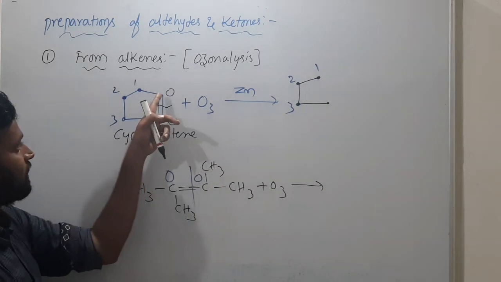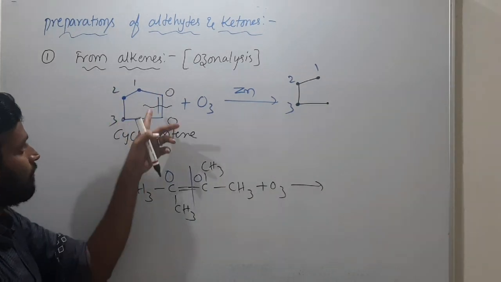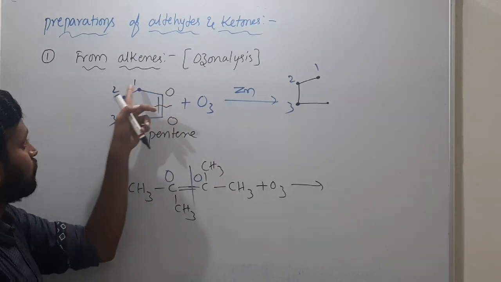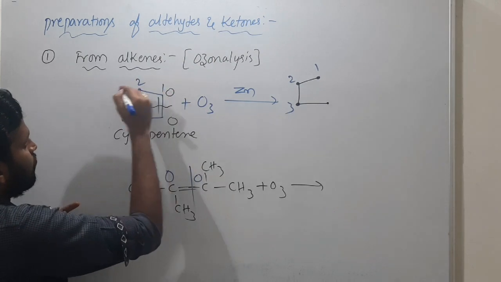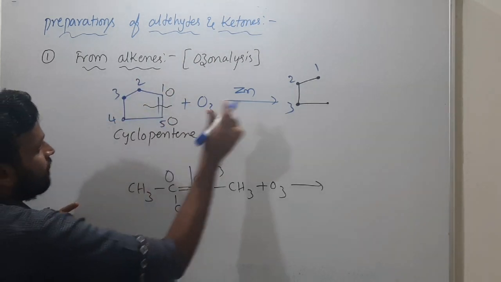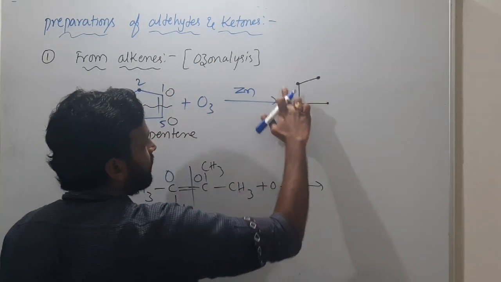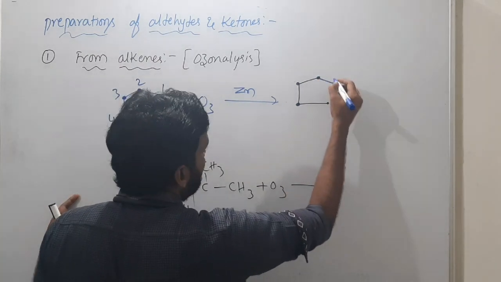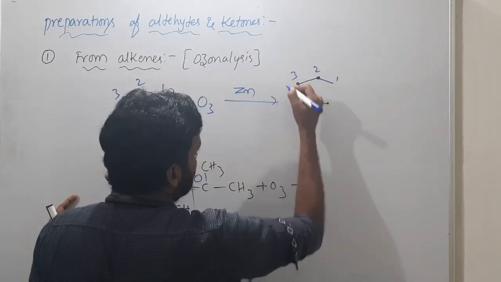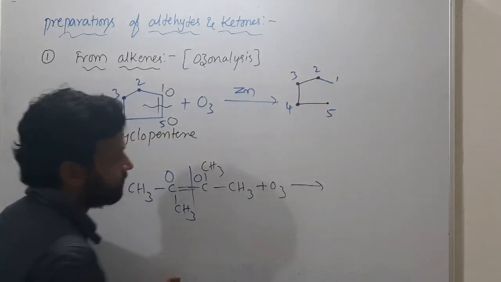So total 5 carbons actually. 1, 2, 3, 4. Numbering is wrong actually. Otherwise I will give proper numbering: 1, 2, 3, 4, 5. So here also I will give the numbering like that. So here you have 1, 2, 3, 4 and 5 now.